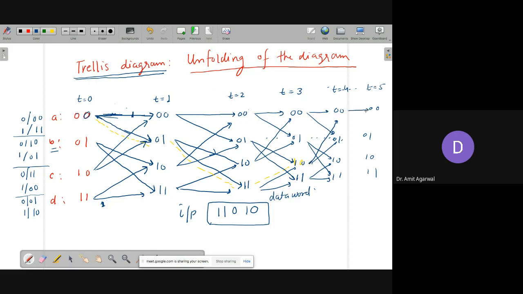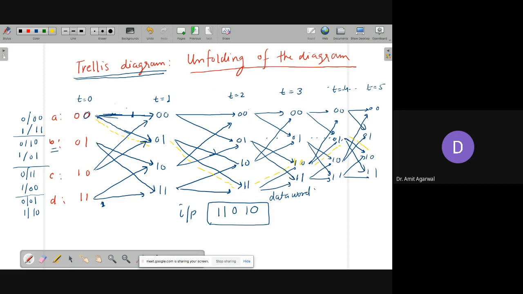If you are in 0 0, transitions are like this. If you are in 0 1, the transitions are like this. If you are in 1 0, the transitions are like this. And if you are in 1 1, the transitions are like this. Just follow the path. 1 1 0, then again 1 comes, so lower path, and then 0, so upper path. So this is the path.